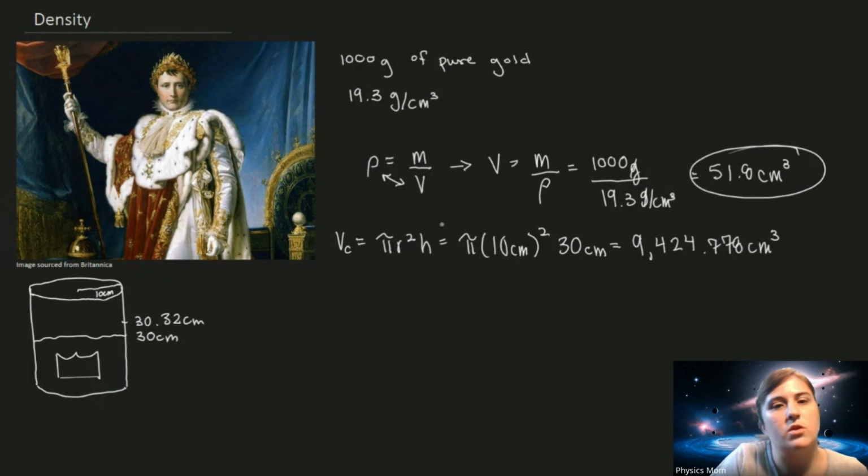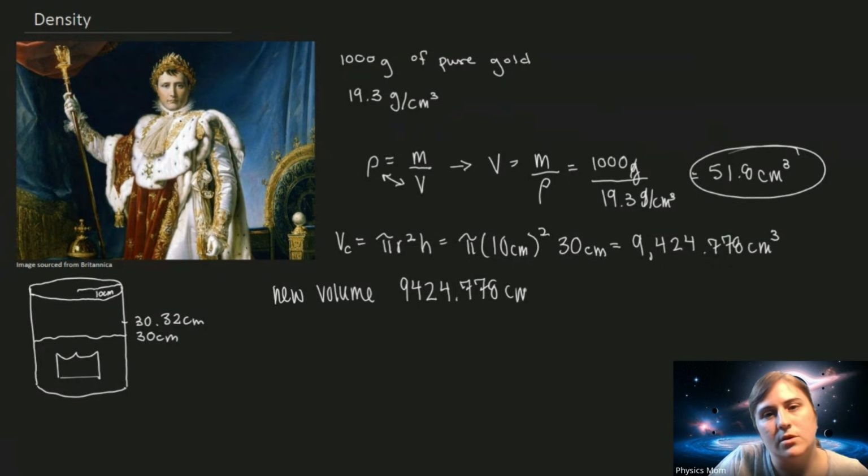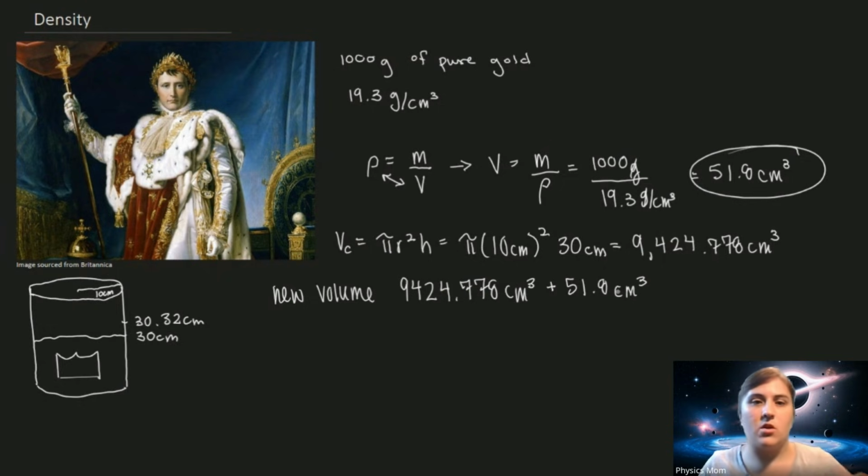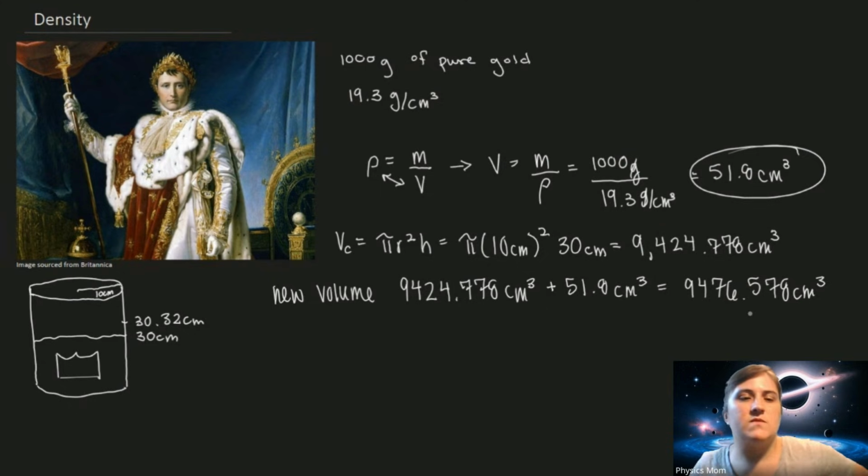So the new volume would equal this: 9,424.778 centimeters cubed plus the 51,000.8 centimeters cubed. That would be what we would consider our new volume. And I would get a volume of 9,476.578 centimeters cubed, again keeping decimals. So what does that mean in terms of the height? Because right now, we've only denoted that the height increased.